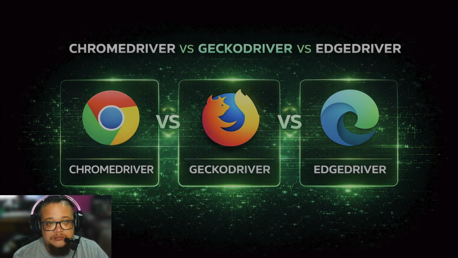Chrome driver interacts with Chrome. Gecko driver interacts with Firefox. And Edge driver, last but not least, interacts with Microsoft's Edge browser. So think of these drivers as translators. Your Java code doesn't talk to Chrome directly. Instead, it talks to one of these or one of many drivers out there. The driver talks to Chrome, or at least to your browsers.